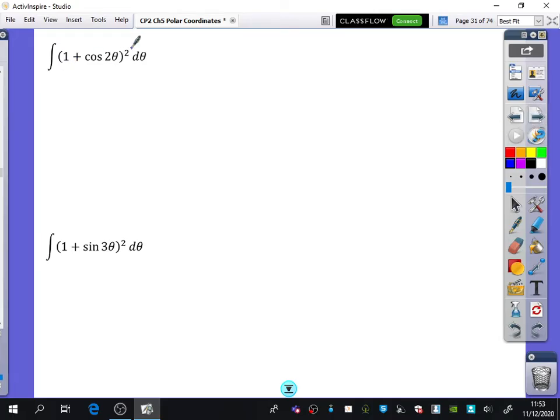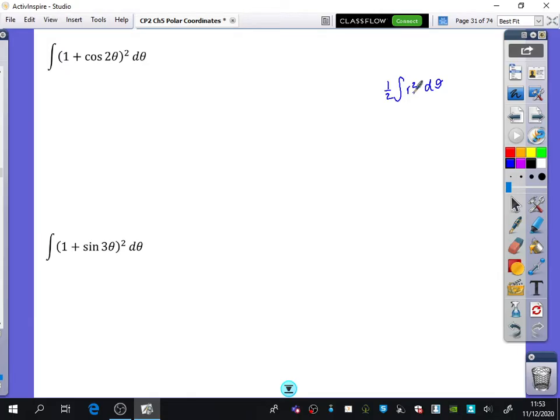Now, the reason I'm doing (1 plus cos 2 theta) squared is because when you're integrating using polar, you're going to do a half r squared d theta. And r might be 1 plus cos 2 theta. So this is the kind of thing you're going to be coming across in a question. The reason I'm looking at all of these squared bits is because of this r squared that we have. It's going to be coming up so many times that we need to get into the habit of how we do this.